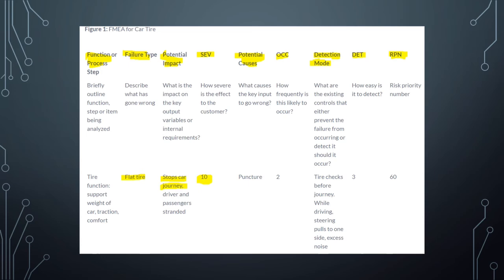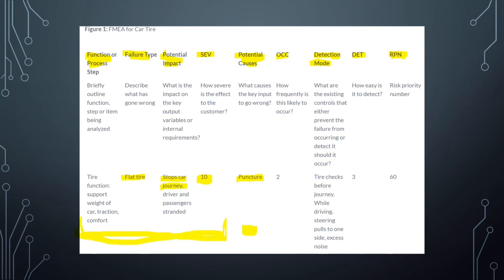So then we're going to look at the potential causes. What could cause this tire to be flat? Well, there could be a puncture. And there could be some other things, right? So if we thought that there could be an air leak somewhere, then we would create a whole separate line. So these first 4 items would all be the same on the second line, but then we would change our potential cause. So we would have a separate line if there were different causes, or if we were talking about different ways that the tire could fail, we would create separate lines for that.